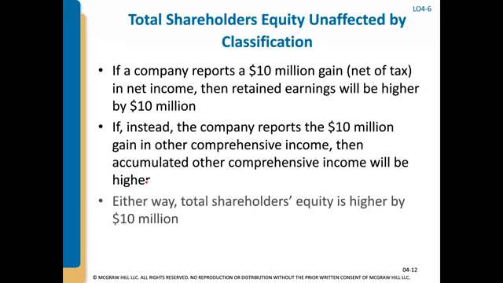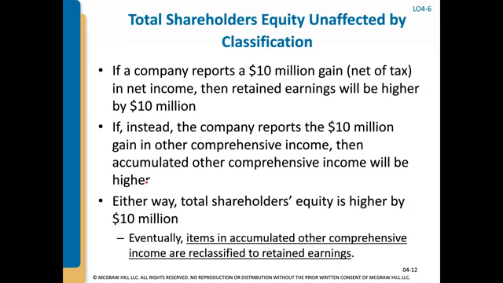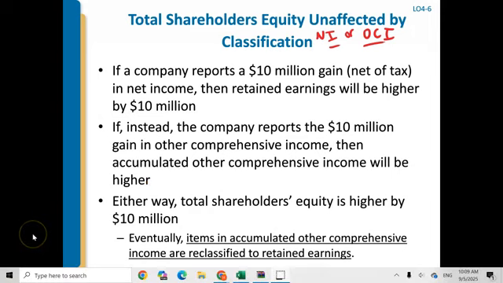You should note real quick that no matter what classification an item is reported in, whether it's reported in net income or other comprehensive income, since both of those flow into the shareholders' equity section, the total shareholders' equity reported on your balance sheet is not any different than if you were to switch between net income and other comprehensive income.